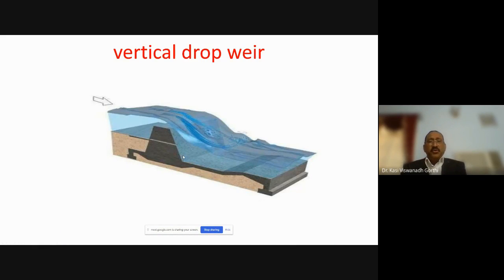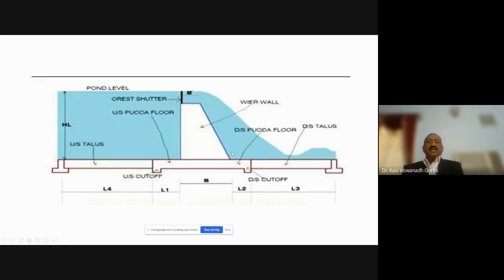So in a 3D view, a vertical drop weir may appear like this. So this is a weir wall, the body of the weir, which is resting on the foundation, on the upstream side and also on the downstream side. It is extended for certain length, because the wall is constructed on the upstream side, the water is rising. However, the excess water over and above the crest level is flowing to the downstream portion. So this is a vertical drop weir.